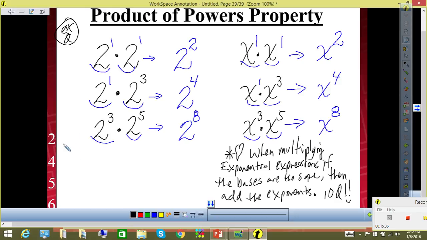Here we go. Example, super Q. Copy this down, please. 2 cubed times x to the 5th times 2 times x to the 18th.